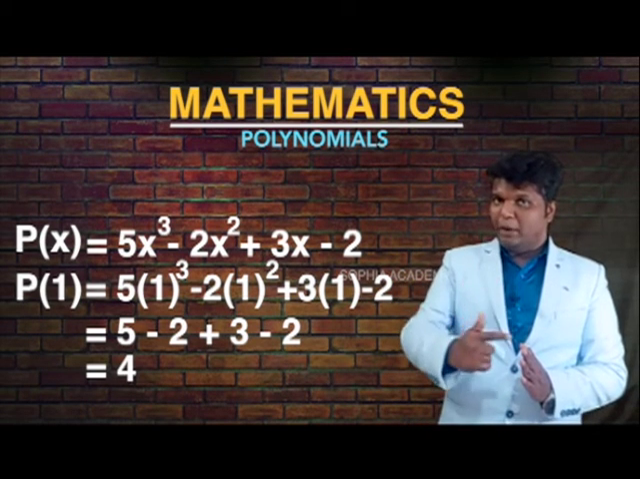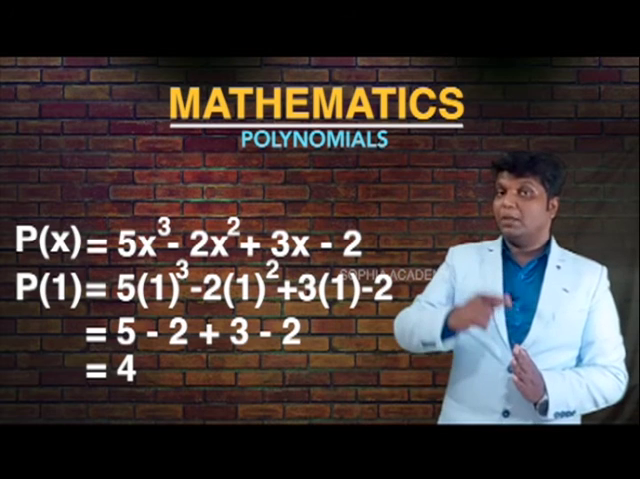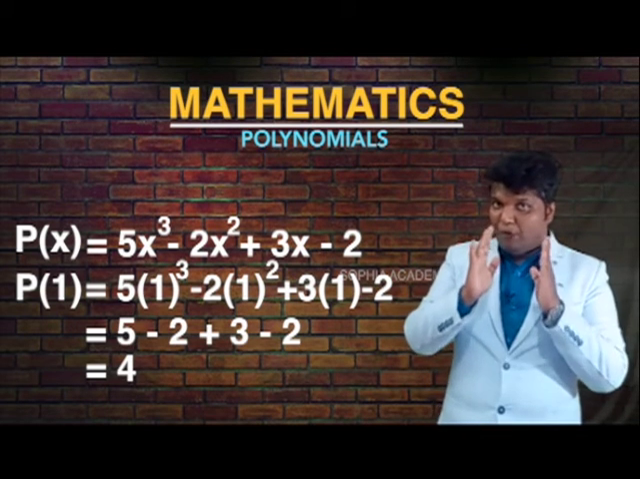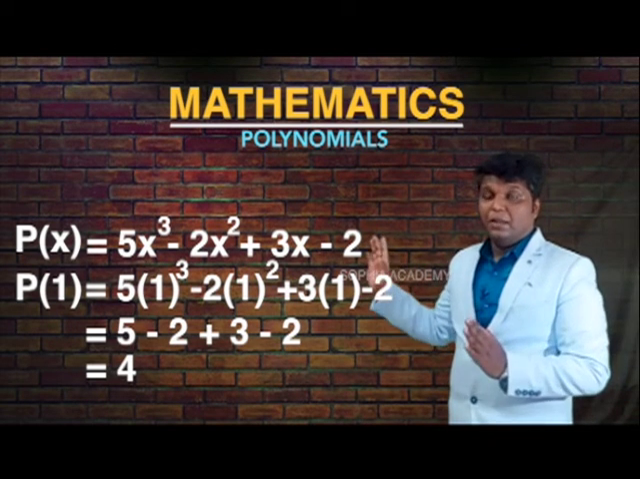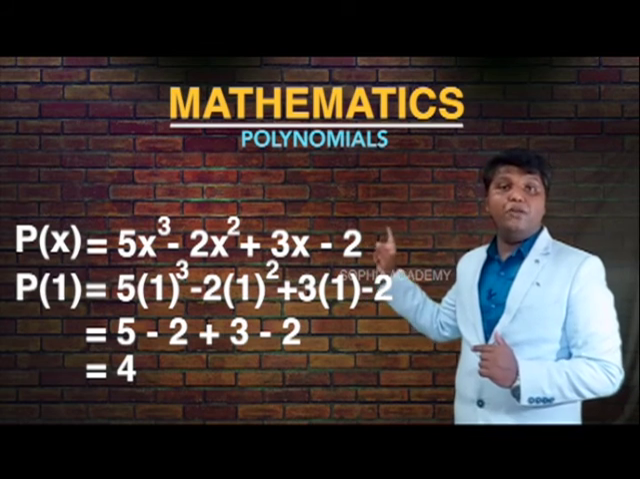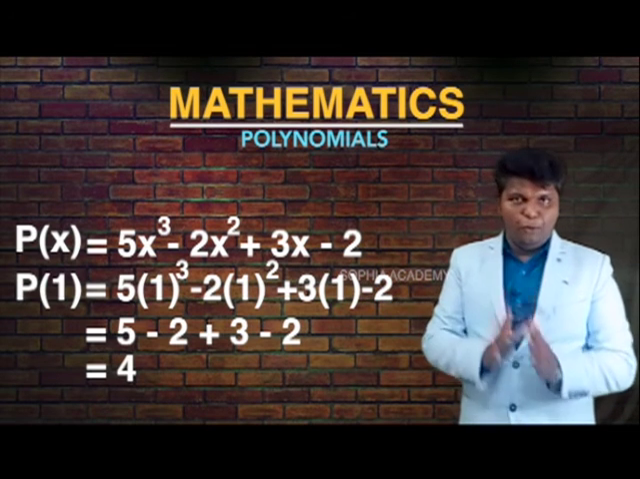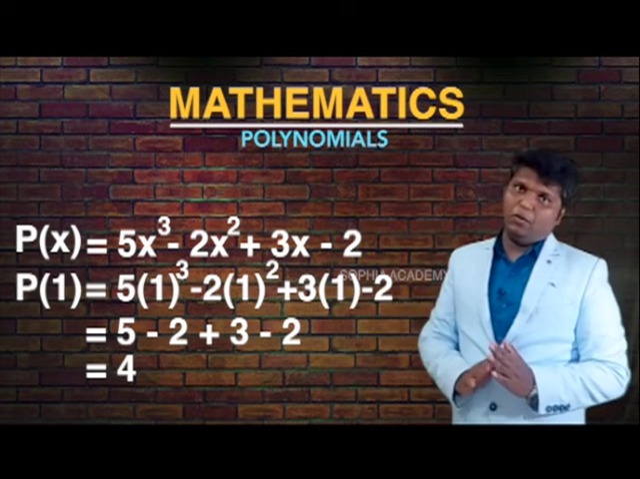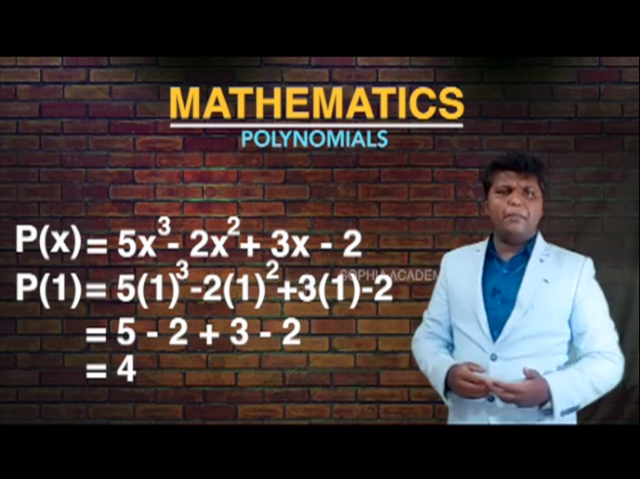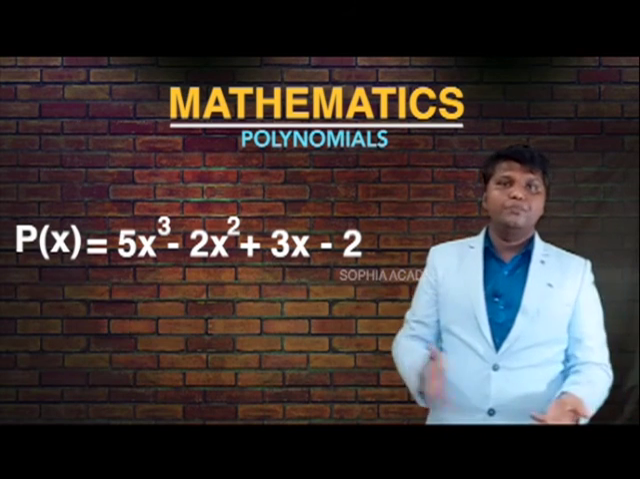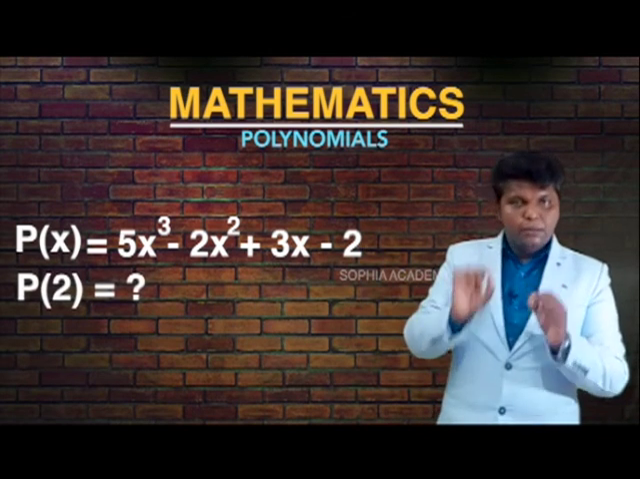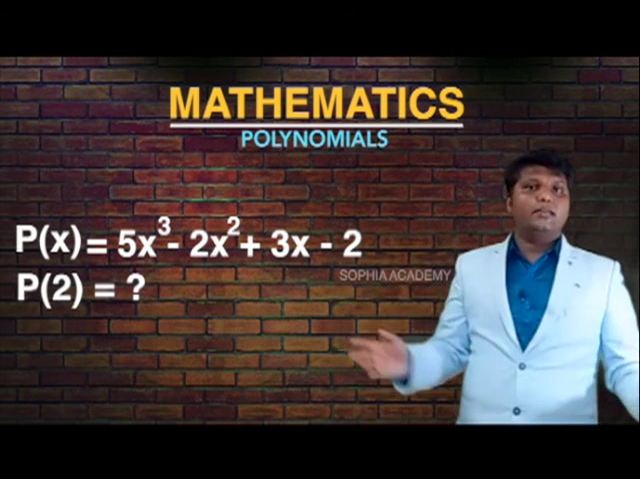I'm going to come to the point, the root of the equation, or the zero of the equation. So focus on this particular term. When you find P of 1, you got the value 4. You got its solution as 4. Just take a pen and paper, and find P of 2. Instead of this 1, substitute it with 2, and you will get another answer.